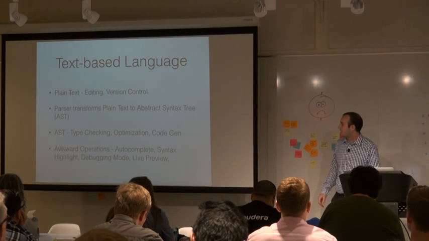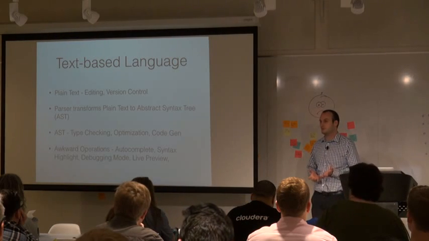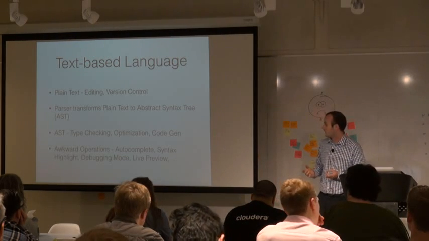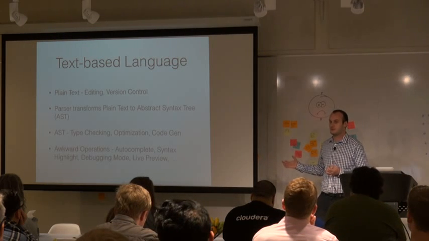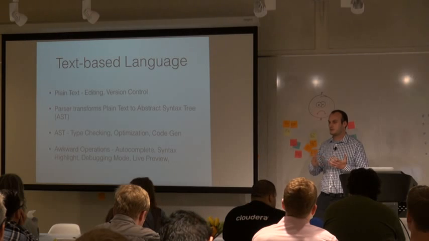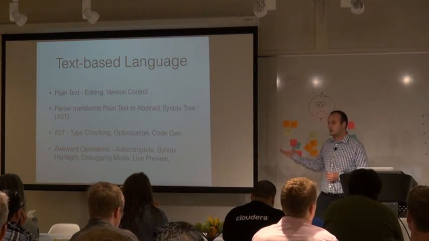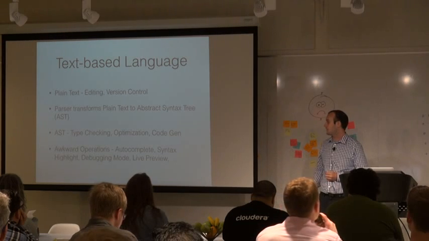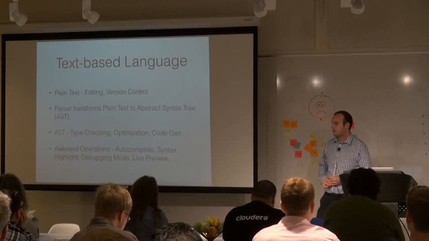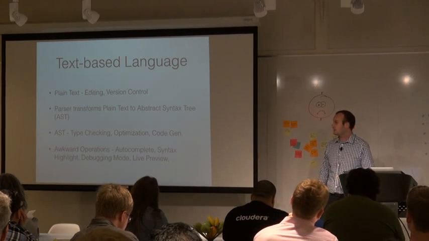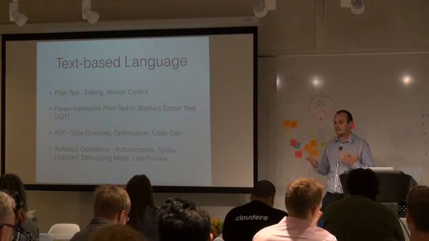And then the AST typically is used for a lot of the other things you do with a language, including type checking, optimization, code generation, which is building the actual machine code that allows you to run that language. If it's an interpreted language, then you just run the AST directly, basically. And there are some operations you want to do on a language that are kind of awkward under this scheme. And these are sort of the IDE type features.